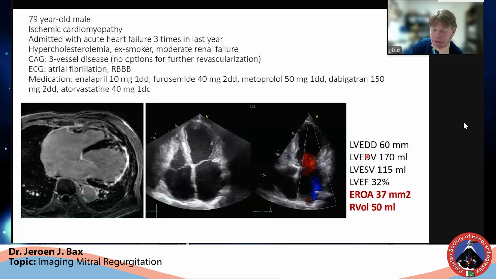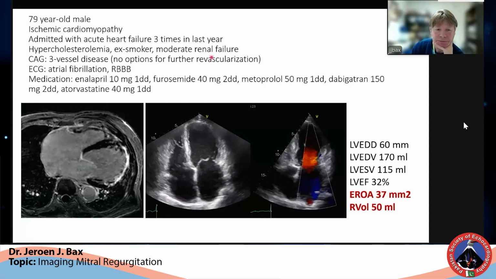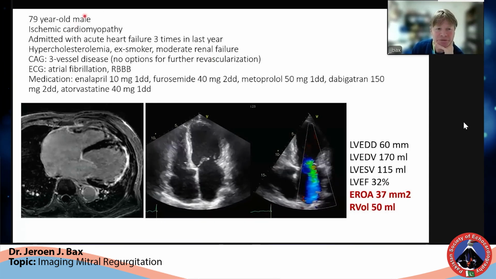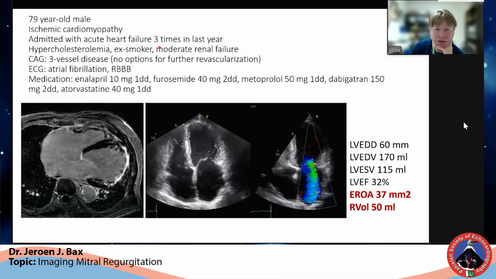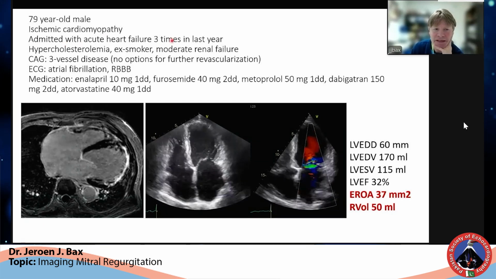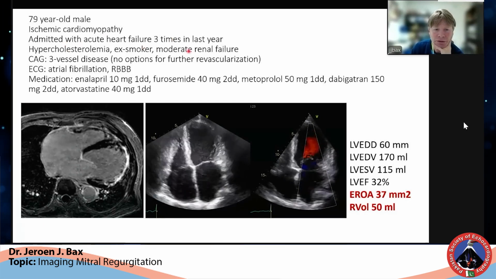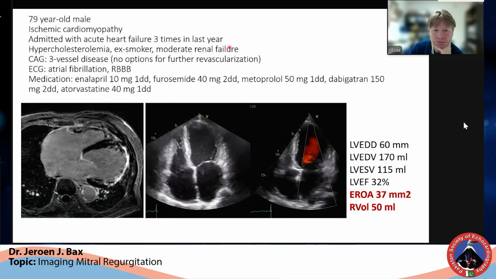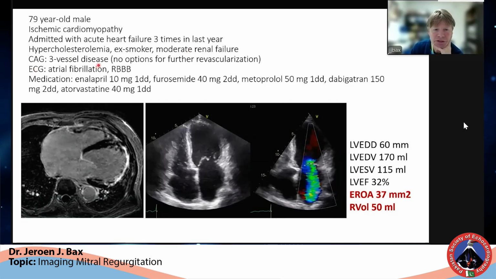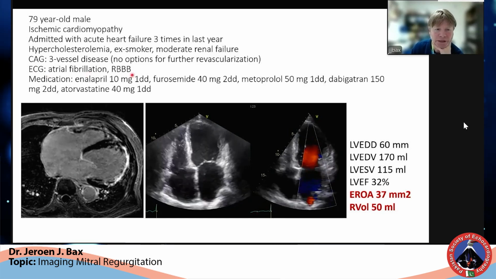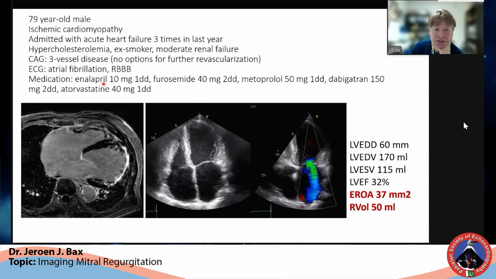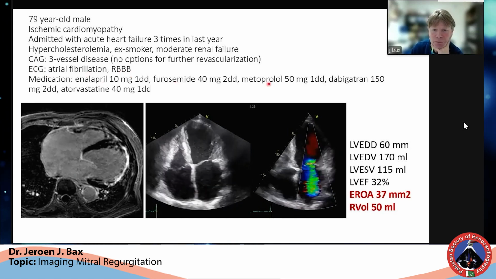I'm going to give you two examples. This is a 79-year-old male, ischemic cardiomyopathy, admitted with acute heart failure 3 times in the last year. High cholesterol, smoker, renal failure, coronary disease, 3 vessels, cannot be revascularized, ECG, AFib, they mostly have all AFib, right, bundle branch block. This is the medication: enalapril, furosemide, metoprolol, dabigatran, and atorvastatin.